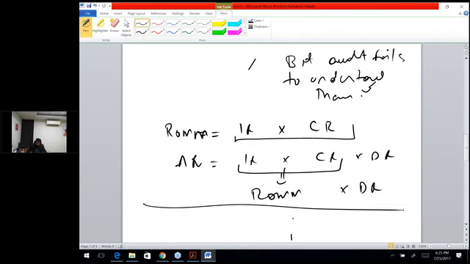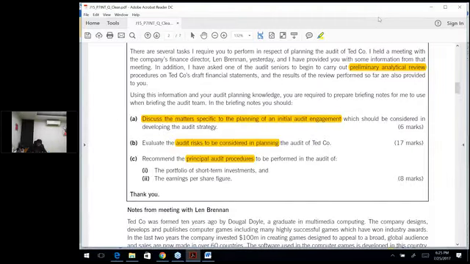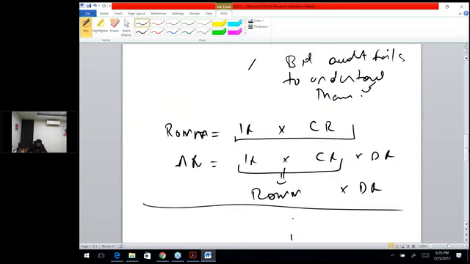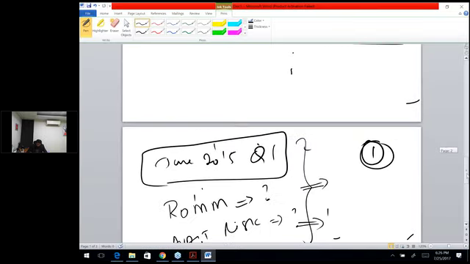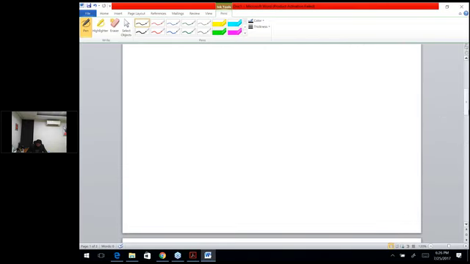So now let's come on to this question, which is question number one of June 2015. Let's discuss. The question's requirement says discuss the matters specific to the planning of initial audit engagement which should be considered in developing the audit strategy. So if the question's requirement is to describe the risk associated with the initial audit engagement.